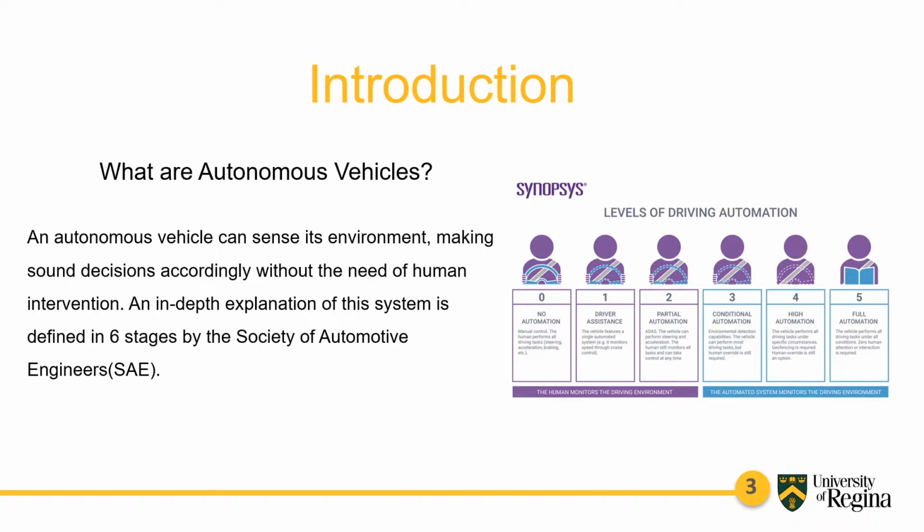Firstly, the basics. What exactly are autonomous vehicles? We can define an autonomous vehicle as one that senses its environment and makes sound decisions based on it without the need of human intervention. The Society of Automotive Engineers has laid out an in-depth explanation of the stages of automation for driving. If you look at the picture, there are a total of 6 stages numbered from 0 to 5.